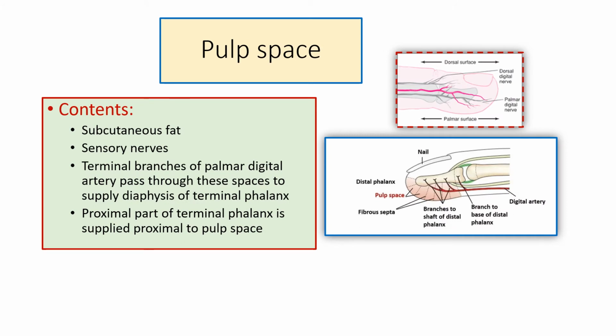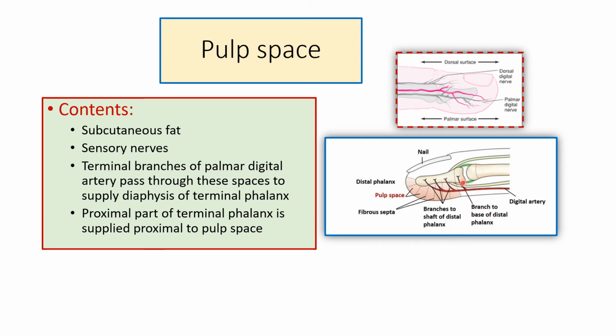The contents of the pulp space are the subcutaneous fat, the sensory nerves, and terminal branches of the palmar digital artery that pass through the spaces and supply the diaphysis of the terminal phalanx. That is what you are seeing: the branch from the terminal part of the palmar digital artery giving branches and supplying the distal part of the terminal phalanx.